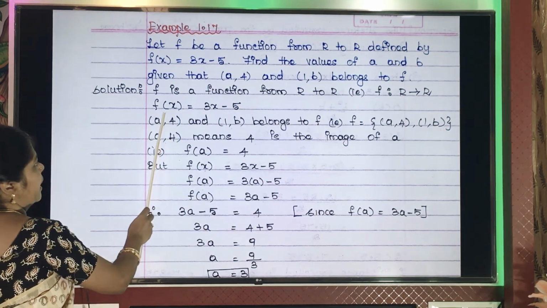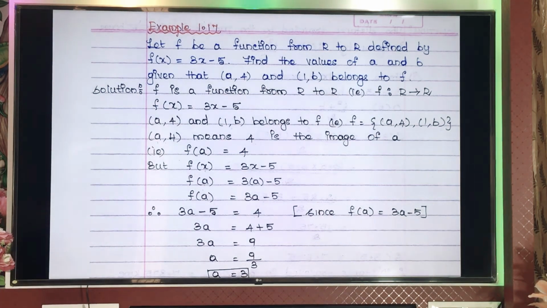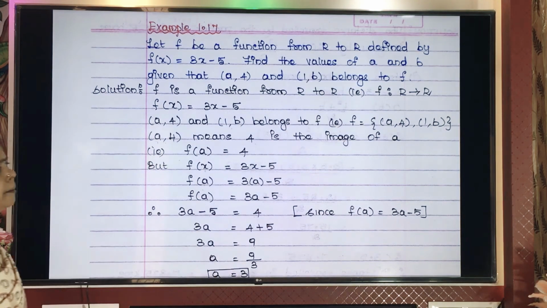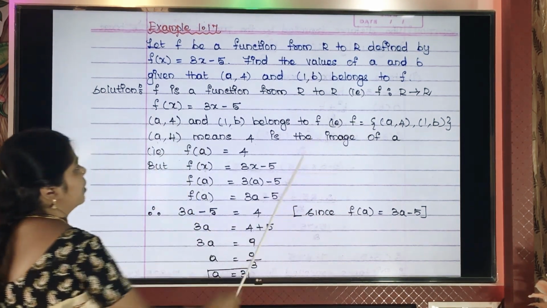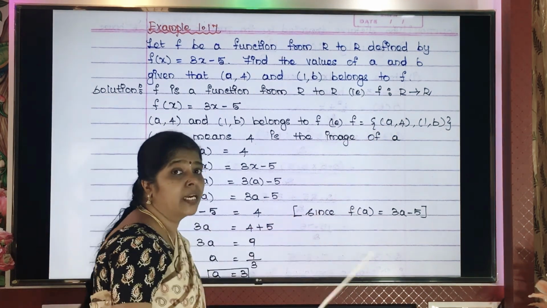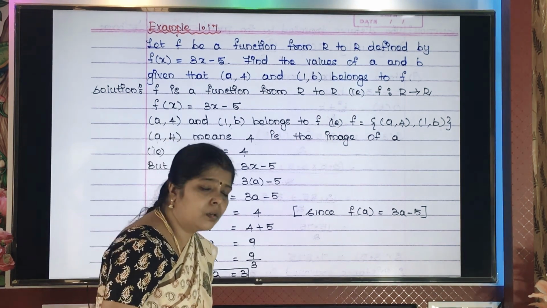And what is f of x? F of x is 3x minus 5. What they have given? (A, 4) and (1, B) belong to f, they are telling. First let me take (A, 4). First I am taking only this ordered pair, (A, 4).